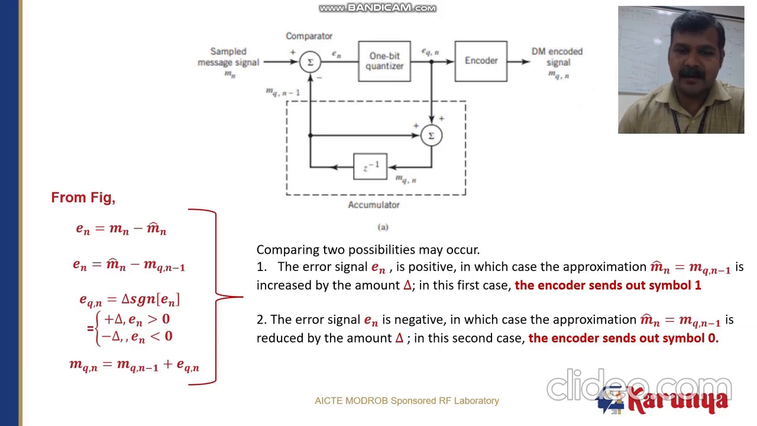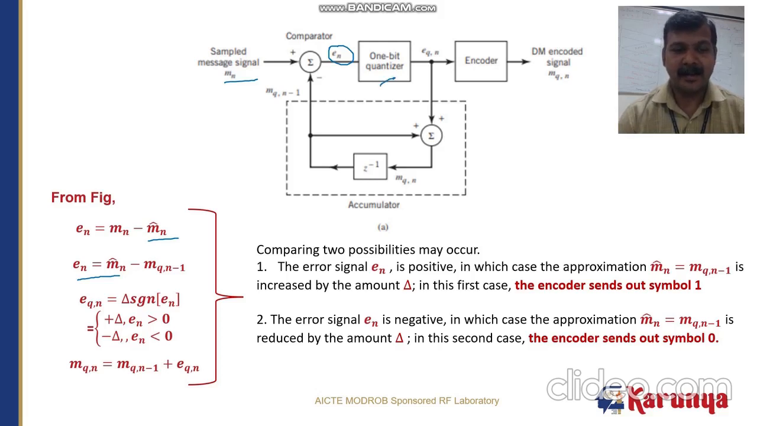Mathematically, every stage of the output from different blocks can be captured in a way: e[n] equal to m[n] minus m cap n. So in this picture you can see that we have e suffix n, which is the error sample, which is actually the difference between the message sample m[n] and the estimated sample m cap n. But here you can denote that e[n] can also be equal to the predicted m cap of n minus mq[n-1]. And e[n] is being fed to the input of the 1-bit quantizer.